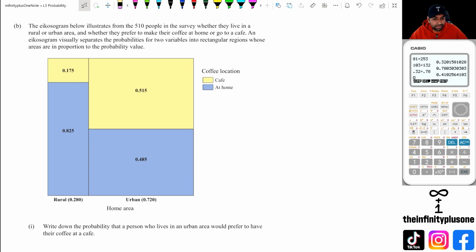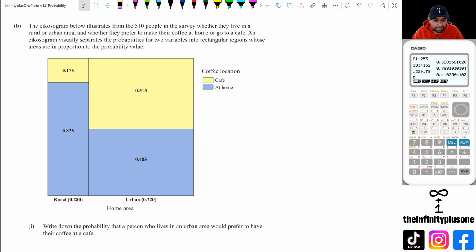Now it says write down the probability that a person who lives in an urban area. So imagine it almost like a table, but the probabilities have already been calculated. So I guess that's the best way to see this particular diagram.